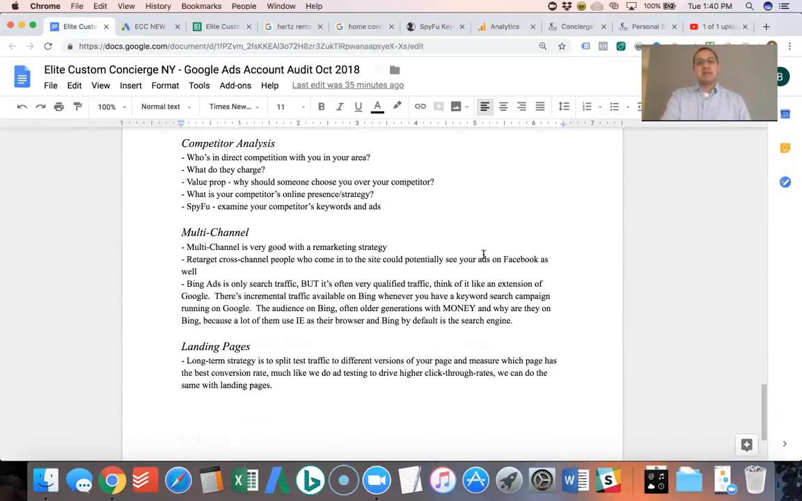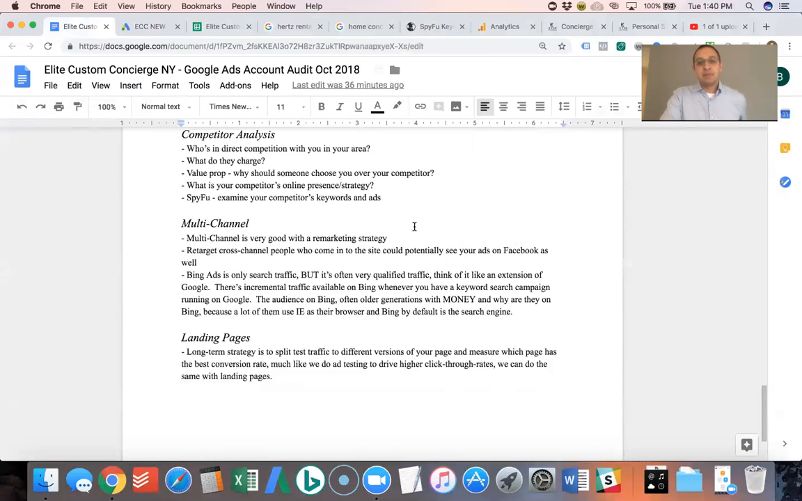Competitor analysis, talked about that briefly. So we want to know from you guys, who's your direct competitor? What are they doing? What's their pricing? Why should a customer choose you over them? Your value proposition. What is their strategy? Again, SpyFu. There's some other tools we have that we can go plug in your competitor's website and just basically instantly get access to all their keywords and all their ads, and we want to do that pretty quickly. Make sure that we're covering all of our bases with those keywords we're targeting.